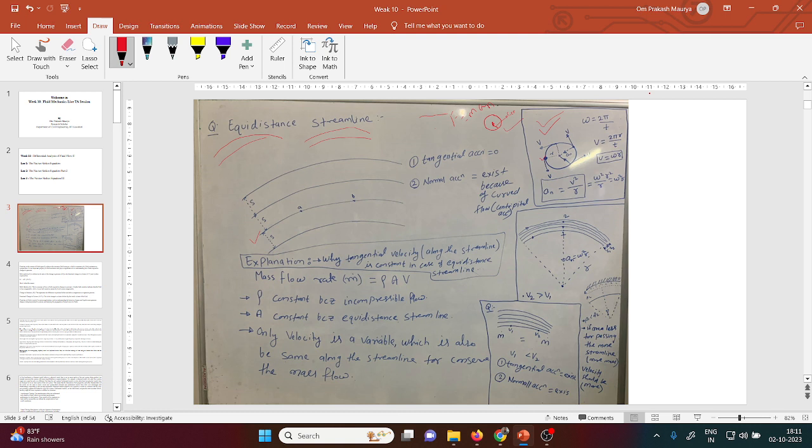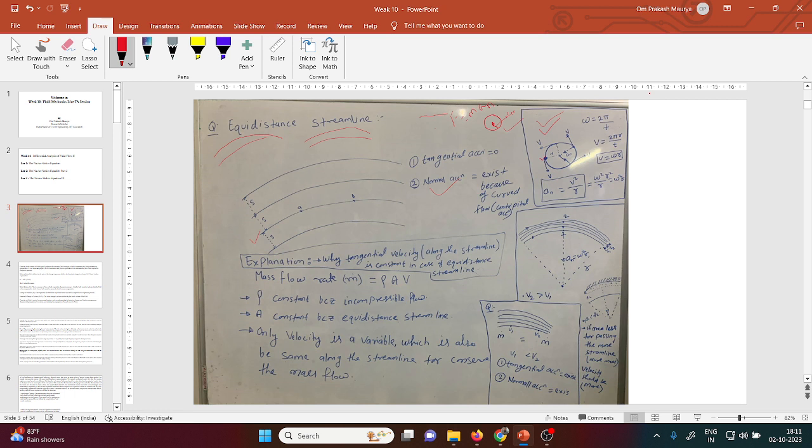So what will happen? The normal acceleration will exist. There is no issue. Why? Because of the normal acceleration. When a fluid particle is moving on a curve, the normal acceleration exists. Here I have written why it exists: because of the curved flow, that is the centripetal acceleration.